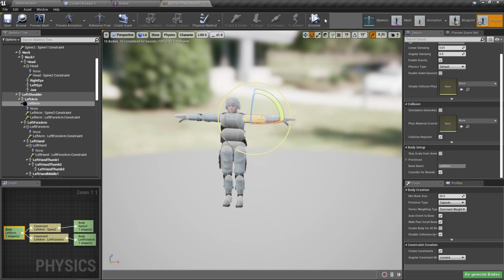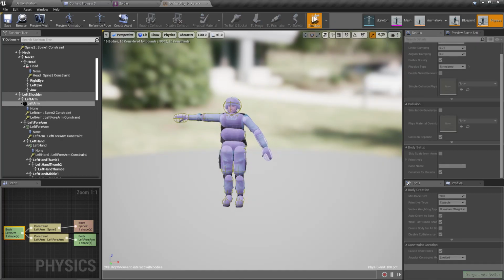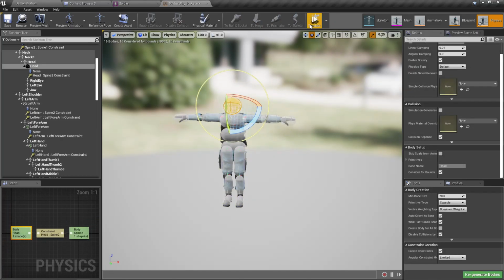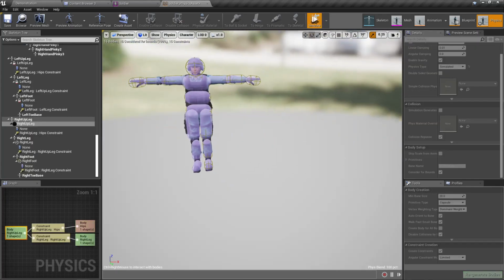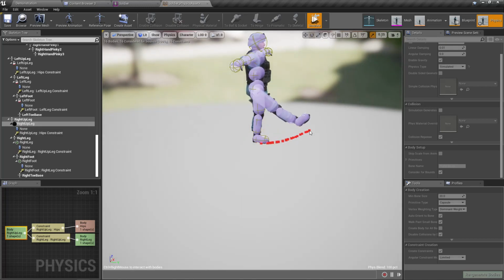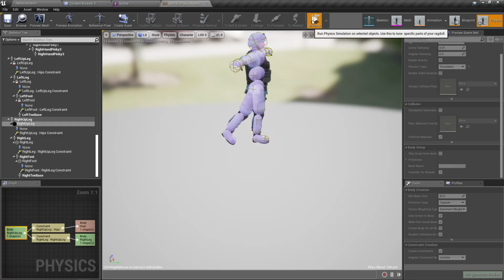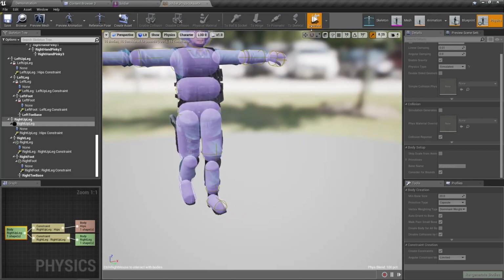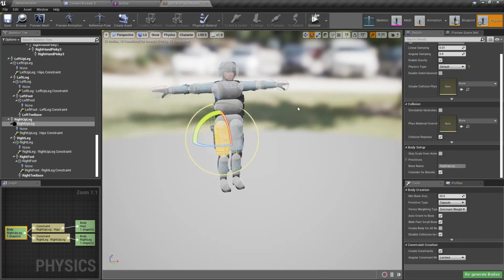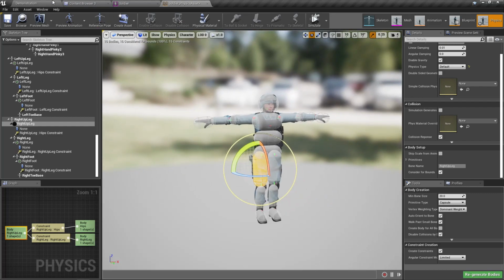So this is the hand, and this is the head, and this is how the legs behave. So yeah, we have worked on these things in episodes 35, 36 and 37.